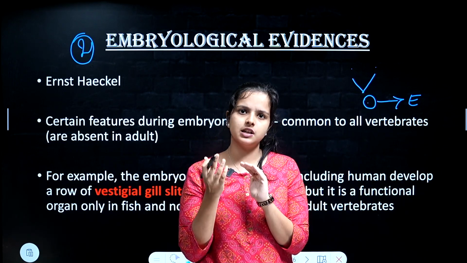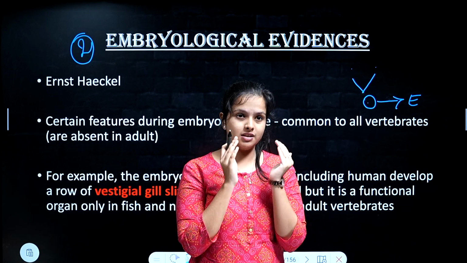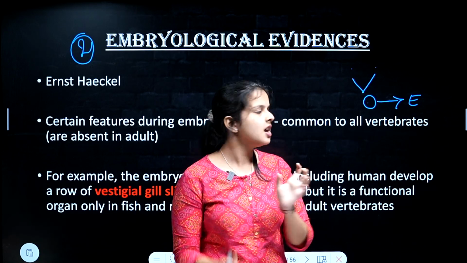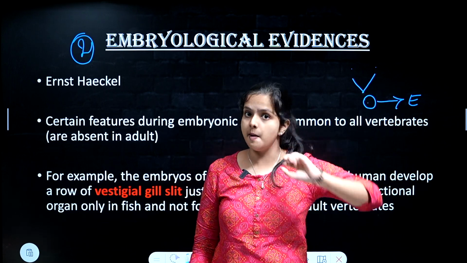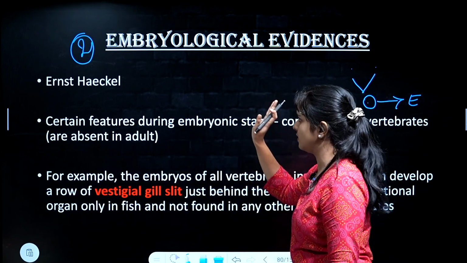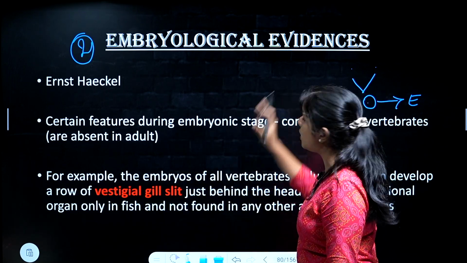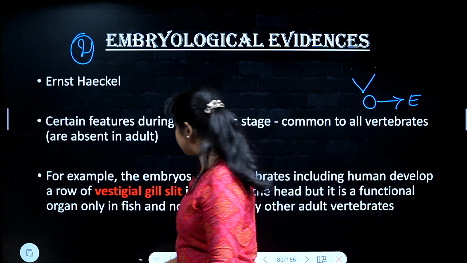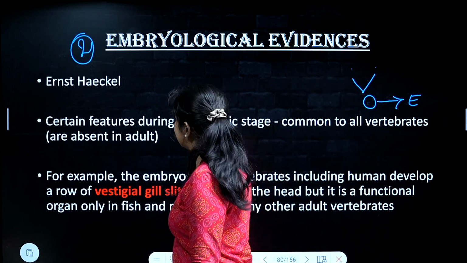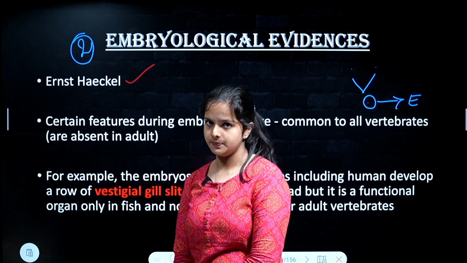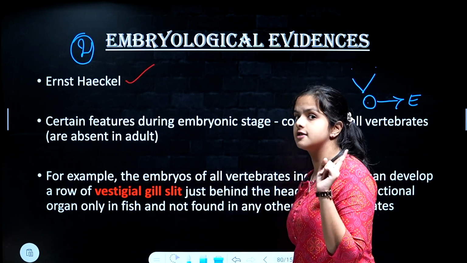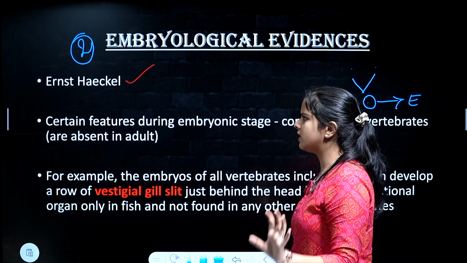When the organism is inside the seed or inside the mother's uterus, you have it in the embryo form. Okay, so that is what an embryo is. So in the embryological evidences, you have to learn the name of two important scientists. The first scientist that you have to learn is Ernest Haeckel, and the second person is Carl Ernst von Baer. Okay, I'll tell you what they said.